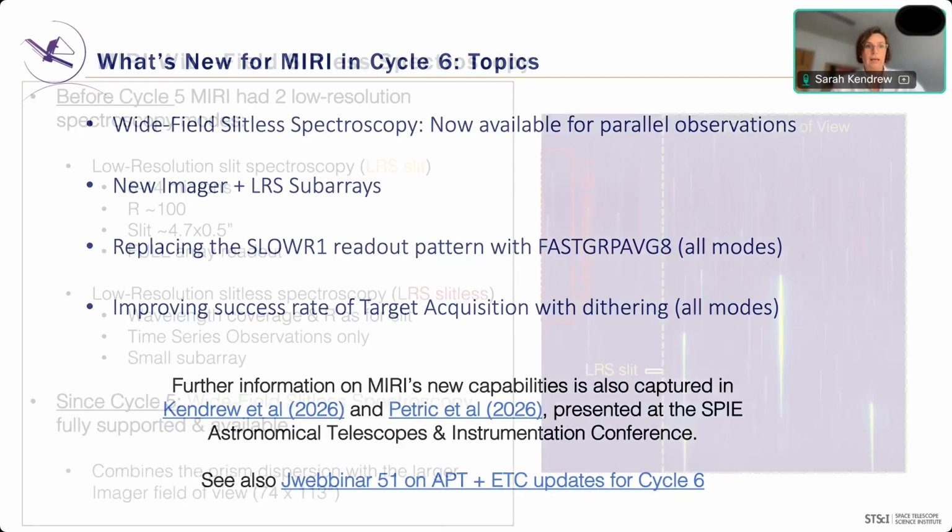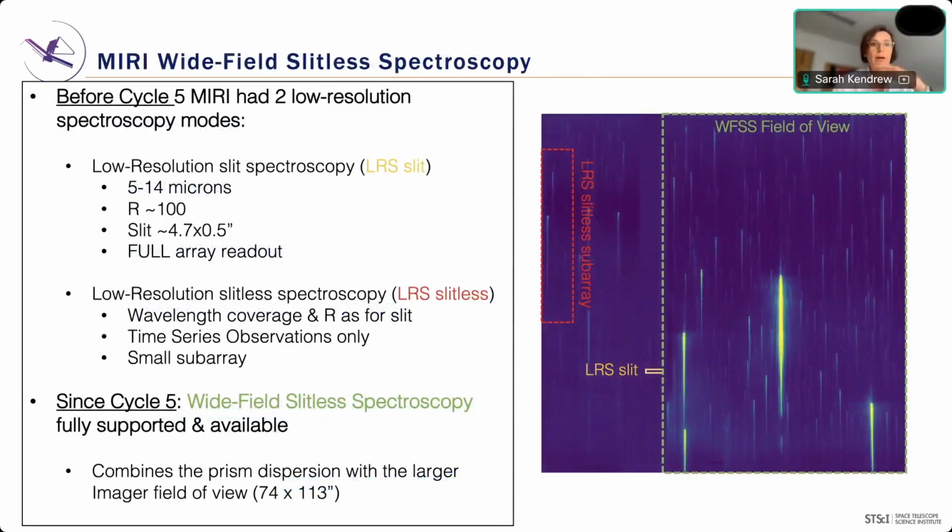All right. I'll begin with talking a bit about our wide field slitless spectroscopy mode. This is still quite a new mode. It was offered for the first time in cycle 5. So it's not new for cycle 6, but it was new in cycle 5. We're still in very early days of this new mode.